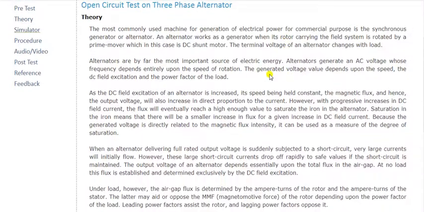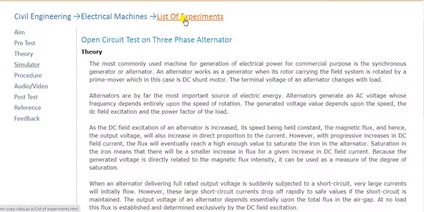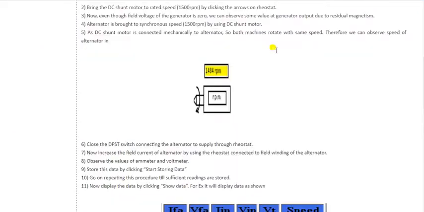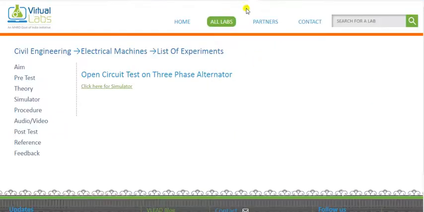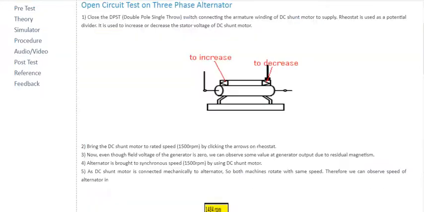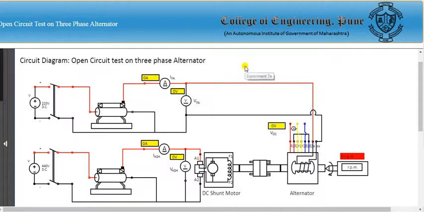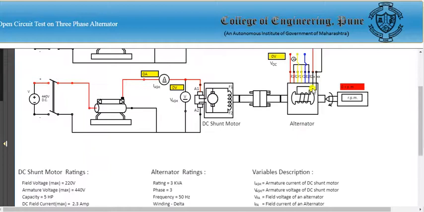Basically what we do here is draw a curve, a graph, between field current and generated EMF. This is the field circuit, at the top, you can see here. This is the field rheostat. By changing the value of this field rheostat, we can change the current, and it is connected to the field circuit. And this is the alternator.